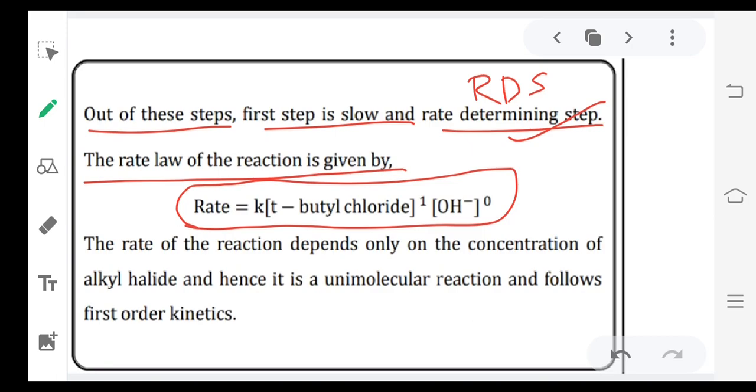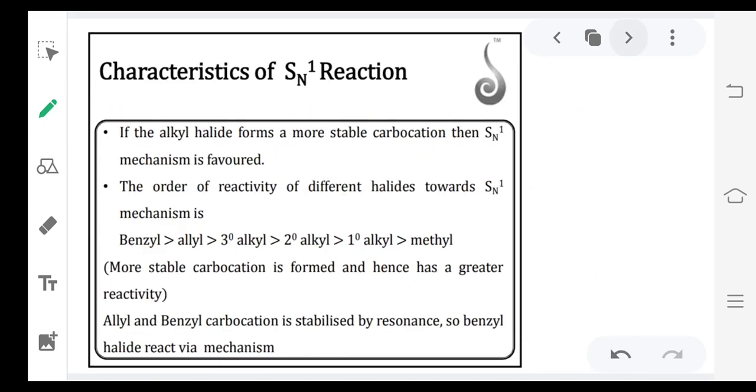So here with respect to OH minus, the order is 0, because the rate of reaction does not depend on the OH minus ion concentration. It only depends on the tertiary butyl chloride concentration. That's why the rate of reaction follows first order kinetics. So it is a unimolecular reaction because in the RDS step only one molecule is involved, and it is first order kinetics. Next, characteristics of SN1 reaction. What are the important points regarding the SN1 reaction?